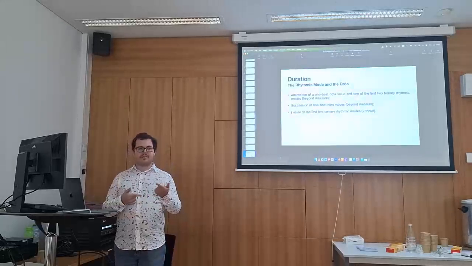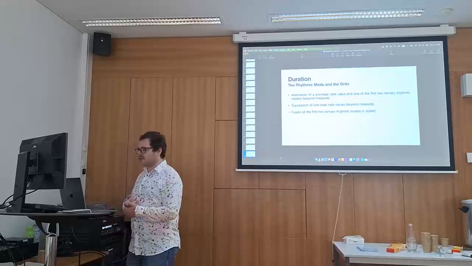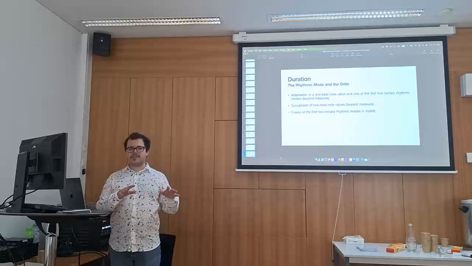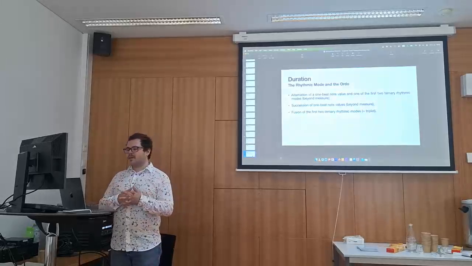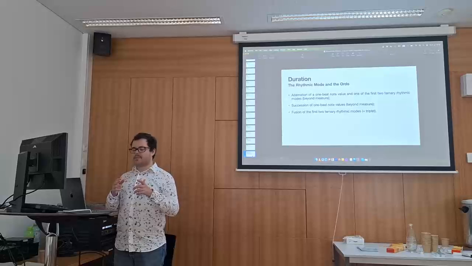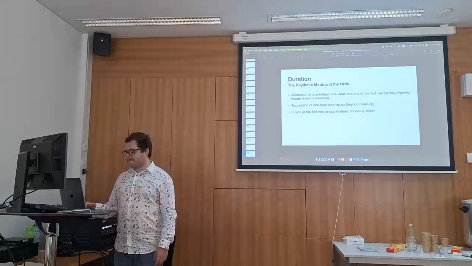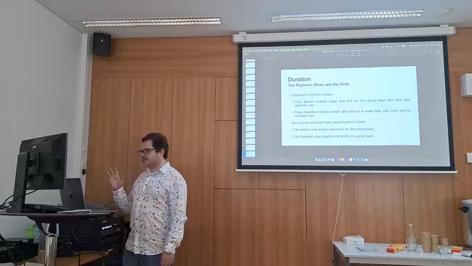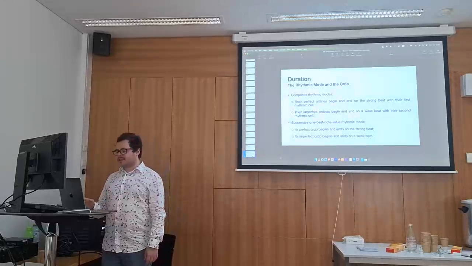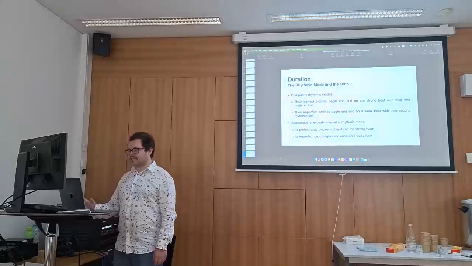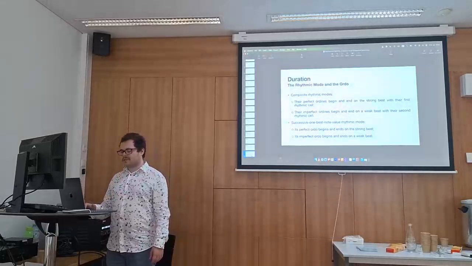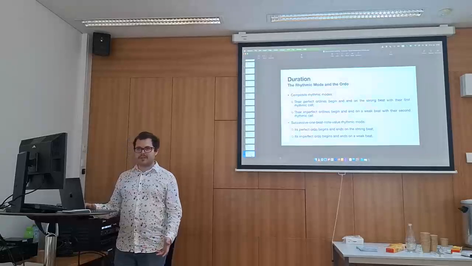You can add other modes via the alternation of a 1-beat note value and one of the first two ternary rhythmic modes, or the succession of 1-beat note values. These two are called extra mensuram, so beyond measure, because they are longer than 1 beat. You can also operate the fusion of the first two ternary rhythmic modes, which will result in a triplet. The composite rhythmic modes' perfect ordines begin and end on the strong beat with their first rhythmic cell. Their imperfect ordines begin and end on a weak beat with their second rhythmic cell. And the successive 1-beat note value rhythmic mode, its perfect ordo begins and ends on the strong beat, its imperfect ordo begins and ends on a weak beat.